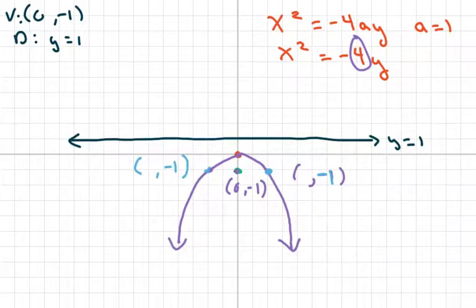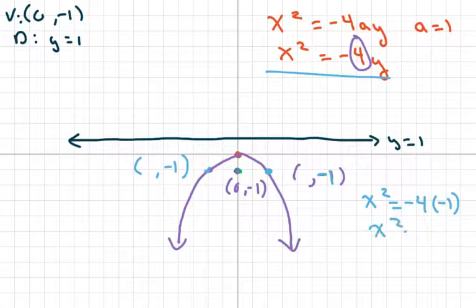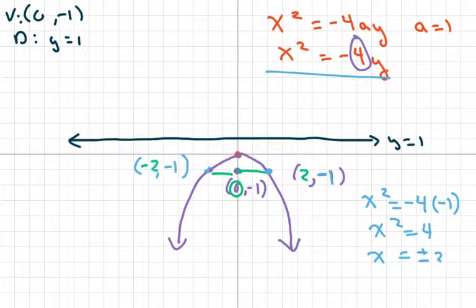So I'm going to plug in my y is -1 to my equation here to find my x. So I get x squared equals -4, and I'm going to plug in my y. You get x squared equals 4. So x, if you square root both sides, you get plus or minus 2. And that's exactly what we did. We went to the right 2, that's +2, and to the left 2. So when I'm adding 2 to the 0, I get 2 and -2. So these are the points that define the latus rectum.